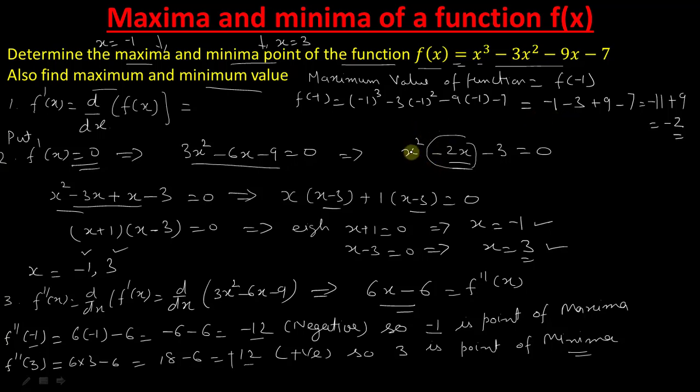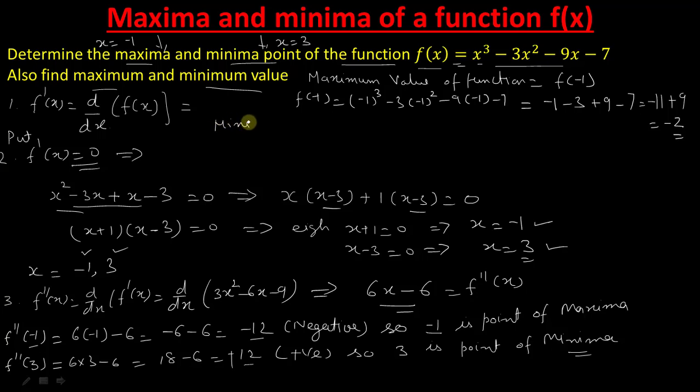Now similarly we can find the minimum value. Now what we have to do, we have to find f of 3, because 3 is the point of minima. So let us try to find the minimum value. Similar to the maximum value, we can find the minimum value. So the minimum value of the function is equal to f of 3. Why? Because 3 is the point of minima.